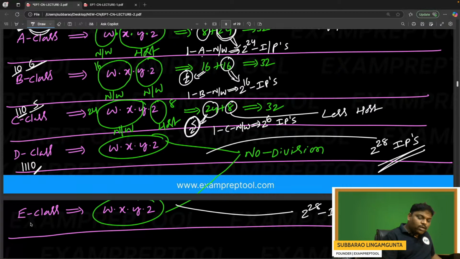So what about class E? 4 bits are fixed. Total remaining how many? I think 4 plus 24, which is 28. The remaining is 28 bits, so 2 power 28 IPs are possible.